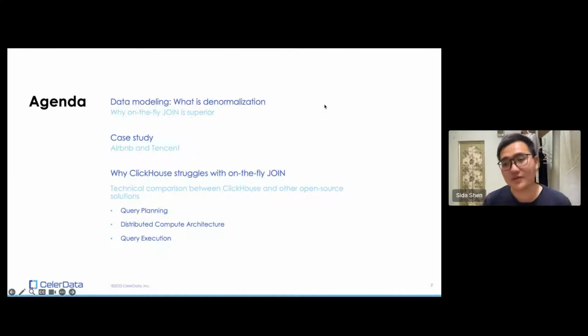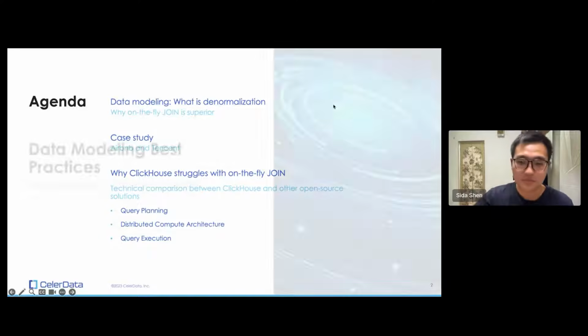And then we're gonna go into some technical stuff, right? We're gonna talk about why ClickHouse struggles with on-the-fly joins, and we're gonna do a deeper technical comparison between ClickHouse and other open source solutions on query planning and distributed computer architecture and query execution, right? And the technical comparison is not gonna be very detailed. They're all gonna be on the architecture level, right?